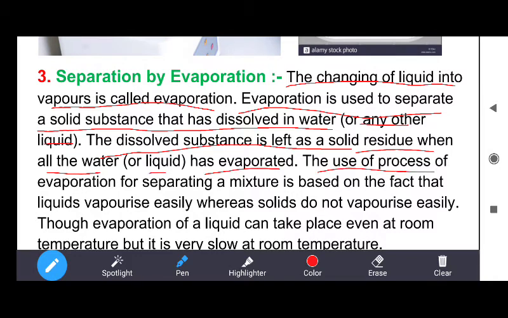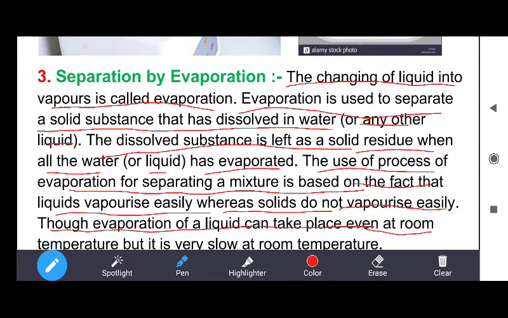The use of evaporation for separating a mixture is based on the fact that liquids vaporize easily, whereas solids do not vaporize easily. Means the liquid component of a mixture is easily vaporized while the solid substance does not. The evaporation of a liquid can take place even at room temperature.